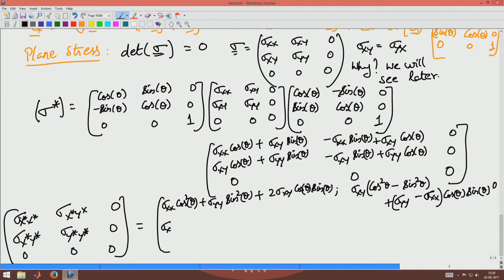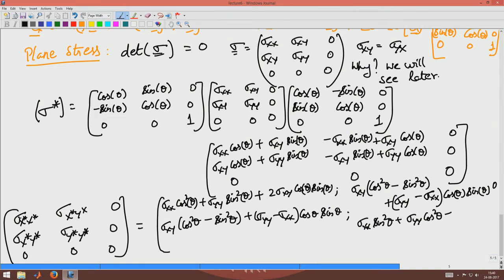Similarly, here this is going to be sigma xy into cos square theta minus sin square theta, plus sigma yy minus sigma xx into cos theta sin theta, and the second term here is going to be sigma xx sin square theta plus sigma yy cos square theta minus 2 times sigma xy cos theta sin theta, and zeros. Now, I am equating these two matrices to see what is happening.